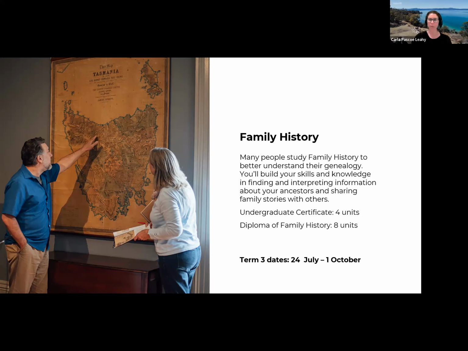And this year we've implemented a change. In the past, you could only study the Diploma of Family History, which means taking 8 units in order to earn that full diploma. But now we've got another option, which is the undergraduate certificate, where you can study 4 units. So it depends a little bit on how much you want to learn, how much time you have, and how enthused you're feeling. The undergraduate certificate's just been introduced this year, and it means that students can study any 4 units from what we have on offer.